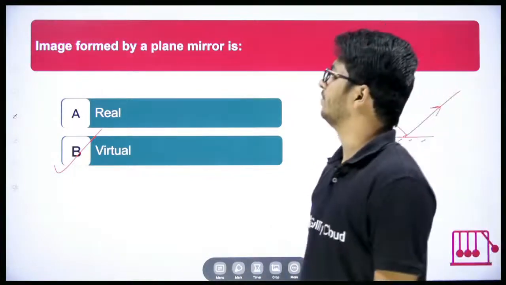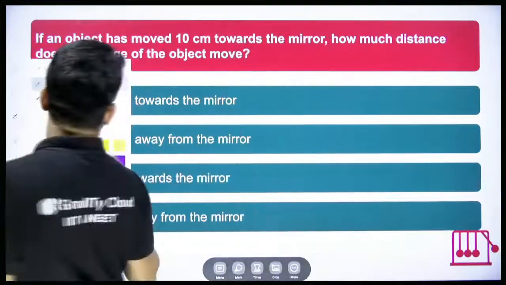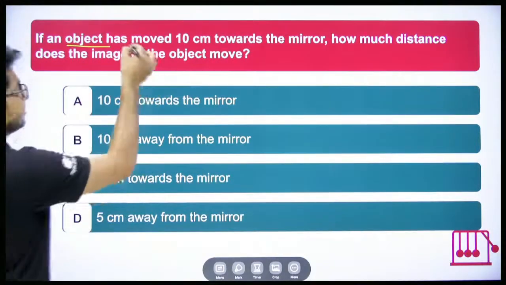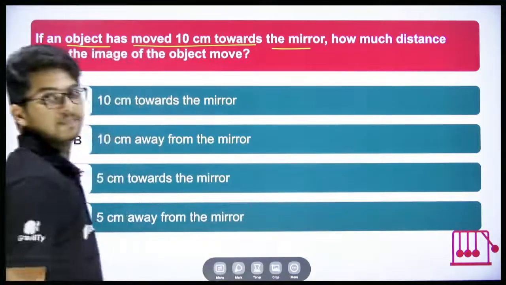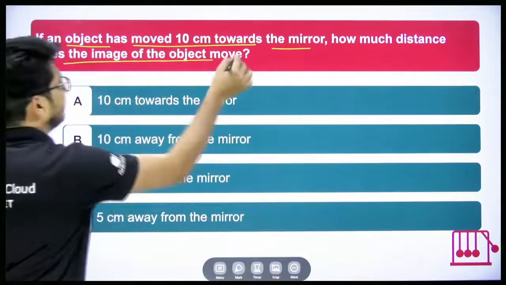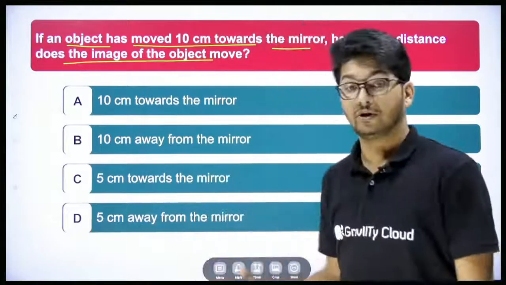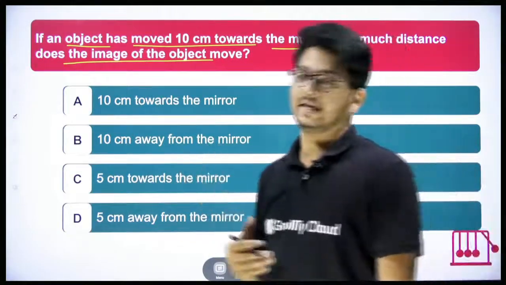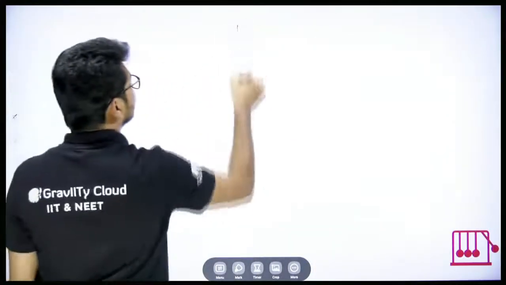Good? Okay. Next. Another interesting question. If an object has moved 10 centimeters towards the mirror, how much distance does the image of the object move? Now again, you have to draw a diagram. So let's draw the diagram first and then understand the question.